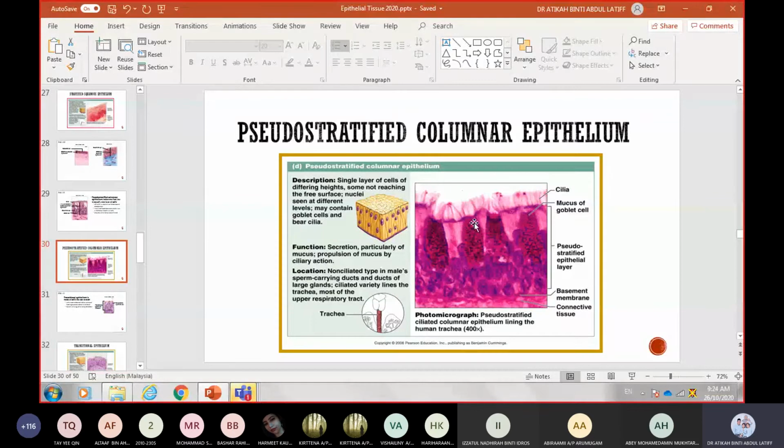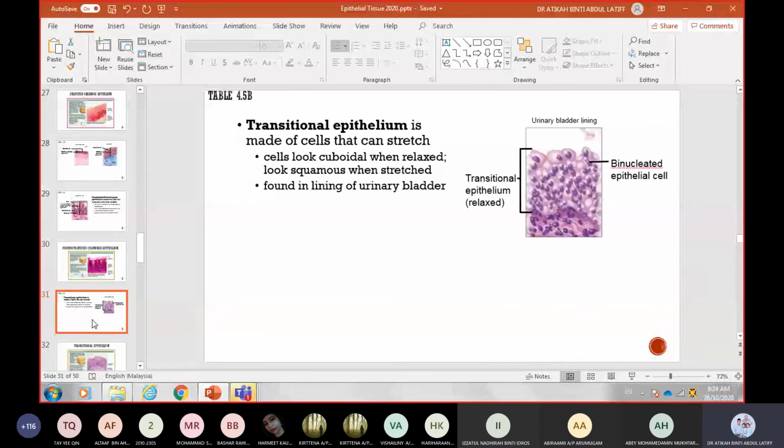So again, this is the same type, which is the pseudostratified. So it looks like there's a lot of layers, but all the cells actually sit on the basement membrane, but they are oddly shaped and different size, so they look stratified. They're called pseudostratified. Okay, another type of epithelium which is special for the urinary system.